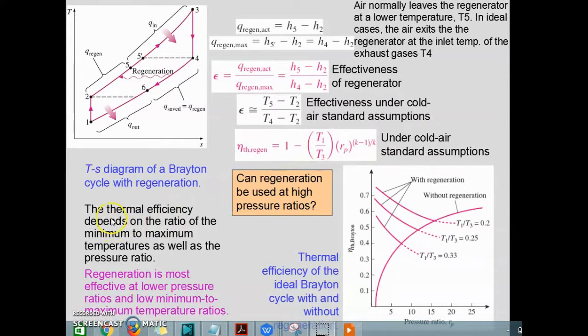Since we know that the thermal efficiency of the Brayton cycle depends on the minimum to maximum temperature ratio as well as the pressure ratio, regeneration is most effective at lower pressure ratio and low minimum to maximum temperature ratio. If you look at this diagram, this is the pressure ratio and this is the efficiency of the Brayton cycle. This is without regeneration. Without regeneration, as the pressure ratio increases, the thermal efficiency also increases. But with regeneration, it most effectively increases the efficiency of the Brayton cycle at the lower pressure ratio. Here the maximum is 15, and also at a lower temperature ratio. The temperature ratio is here, this is the lowest one.